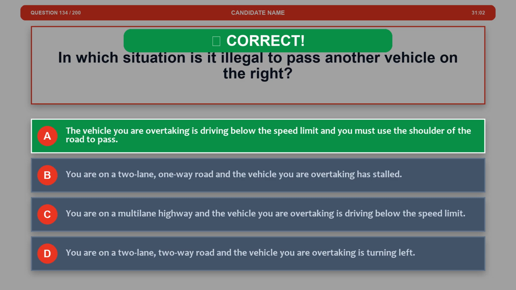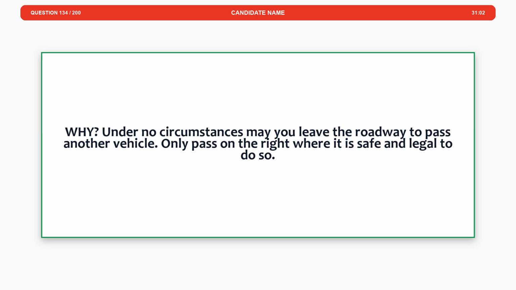The correct answer is option A. The vehicle you are overtaking is driving below the speed limit and you must use the shoulder of the road to pass. Explanation: under no circumstances may you leave the roadway to pass another vehicle. Only pass on the right where it is safe and legal to do so.